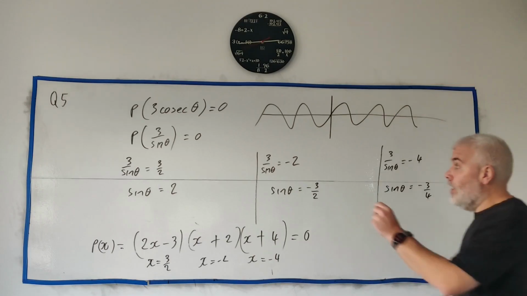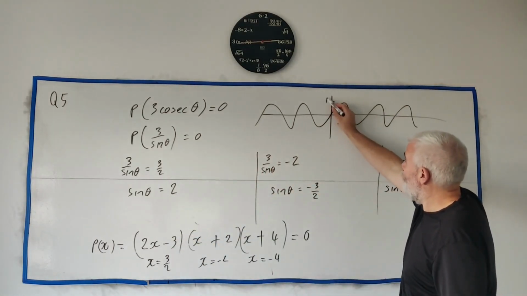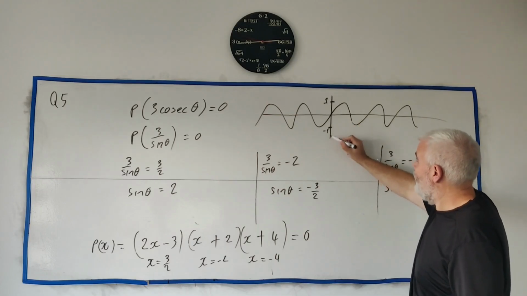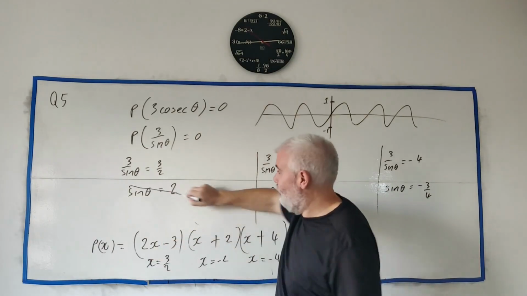This is what sine looks like. When is sine equal to 2? It never is. That's 1, and this is minus 1. Sine is never equal to 2. This should have jumped right out at you as being impossible.